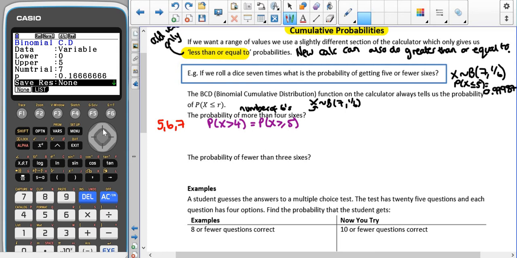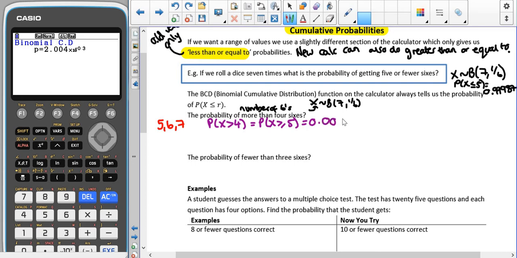That means that this time the lowest amount of 6s we're wanting is 5. The highest amount of 6s we're wanting is 7. We can see that from the numbers there, but it's also the number of trials that we've got. We've got 7 number of trials, and our probability is still a 6th. So when we click exit, we get our answer, which is 0.00200 to 3 significant figures.